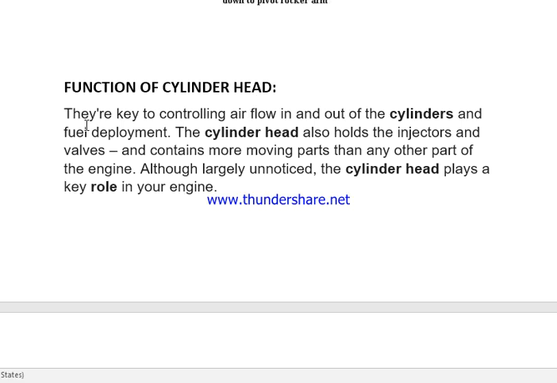Here the function of the cylinder head is controlling airflow in and out of the cylinders and the fuel deployment. That is some of the function of the cylinder head. You have to be careful at this point. You have to know the function of the cylinder head and its components. The components it holds are spark plugs and valves, and it helps to control airflow in and out of the cylinders. You have to know these things about a cylinder head. Let's continue.